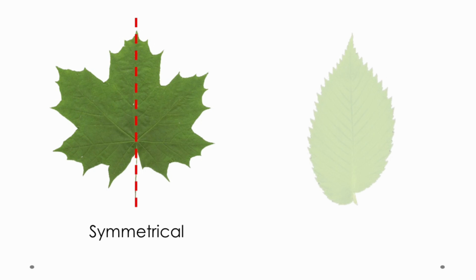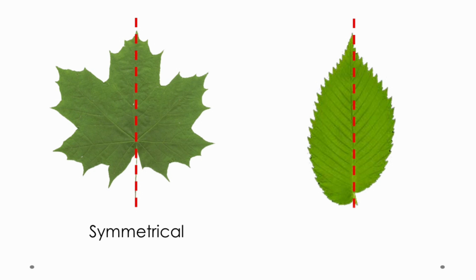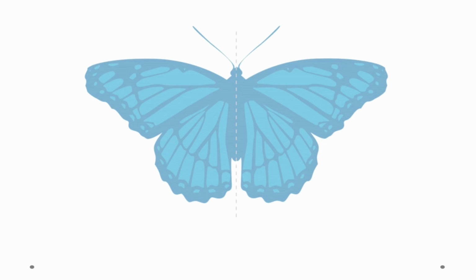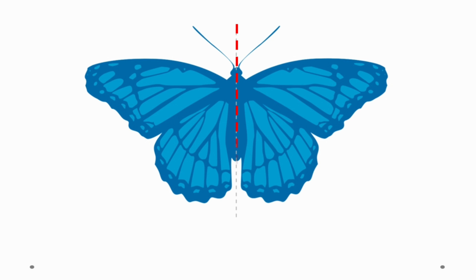When an object has symmetry, we call it symmetrical. And when an object does not have symmetry, it is said to be asymmetrical. The imaginary line that we draw to a certain symmetry is called line of symmetry. Symmetrical objects may have one or more lines of symmetry.